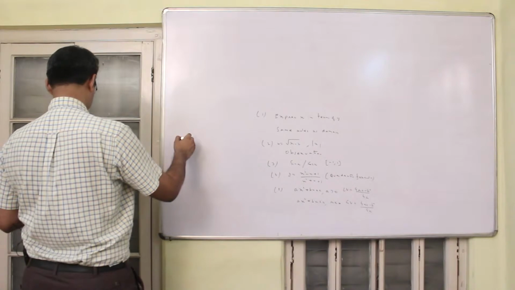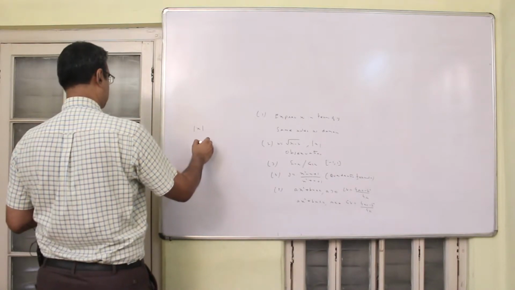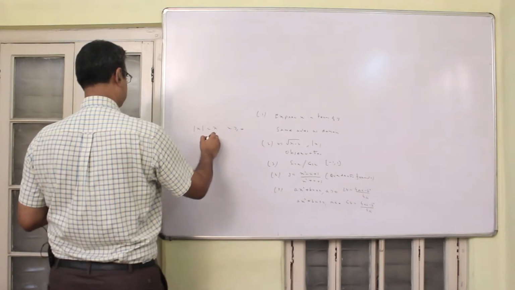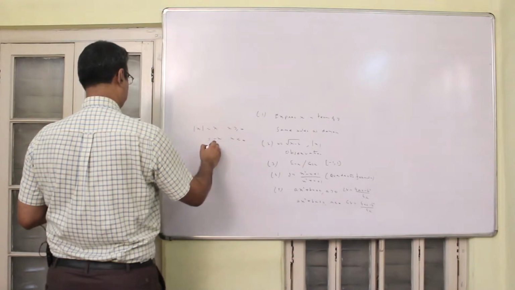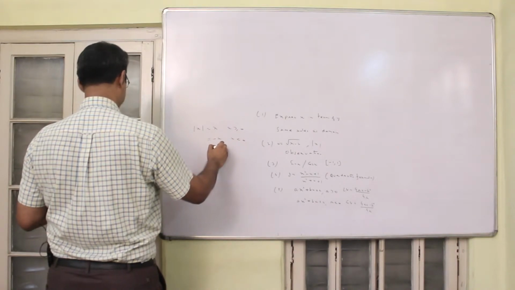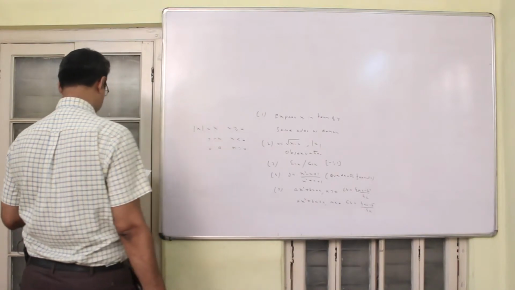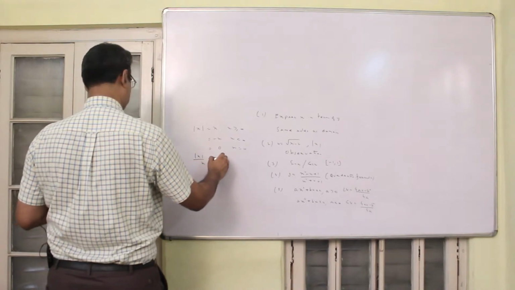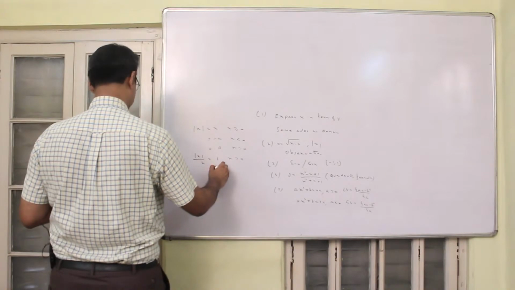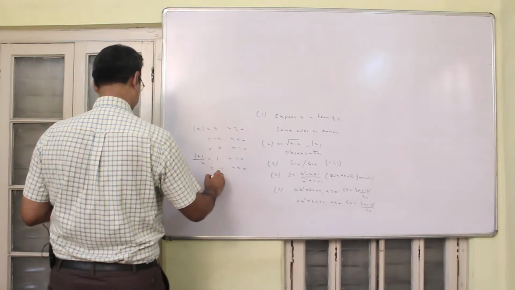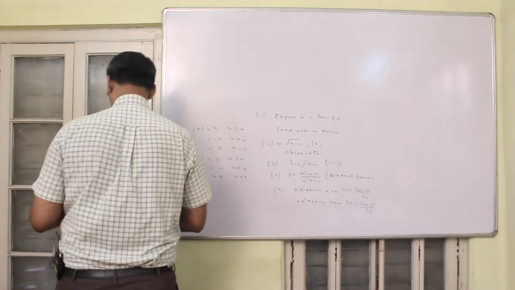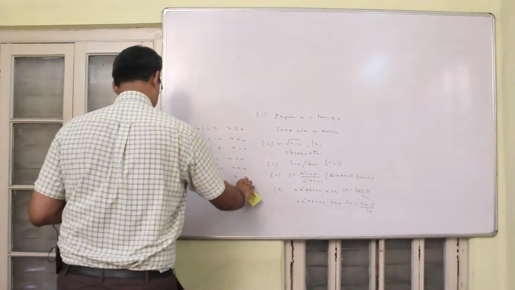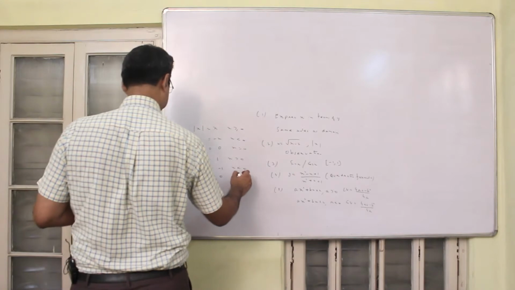Now, the famous functions are modulus. Modulus is defined as x if x is greater than or equal to 0, minus x if x is less than 0, and 0 if x is equal to 0. Then there is a function known as signum. This is 1 if x is positive, minus 1 if x is negative, and 0 if x is equal to 0.